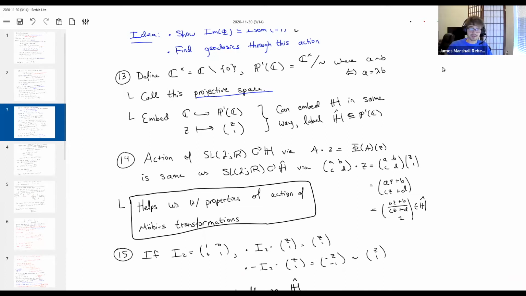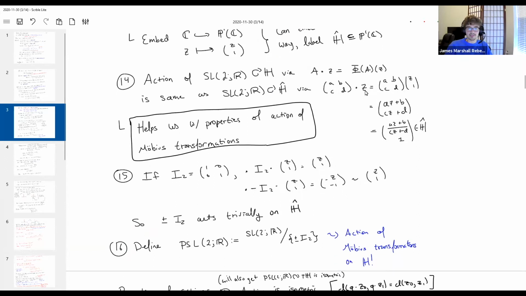And I guess the last remark is that since we're looking at things in projective space, the negative of the identity matrix acts trivially, the identity matrix acts trivially. So plus or minus I2 acts trivially on this H hat. And so we can quotient out SL2R by plus or minus the identity since it acts trivially anyways. This gives us PSL2R acting on H. And so this is the action of Mobius transformations.